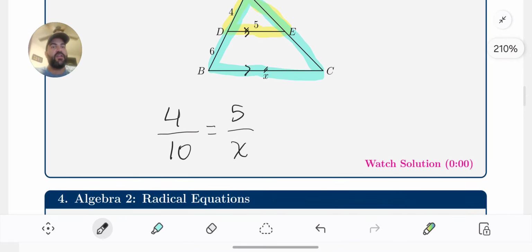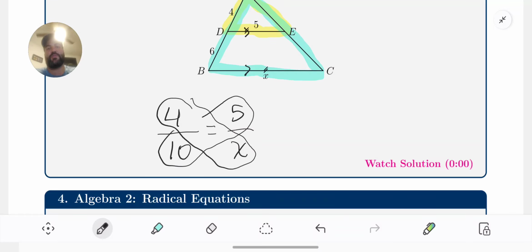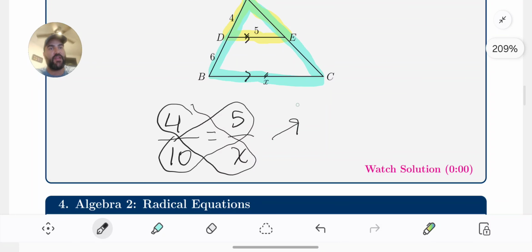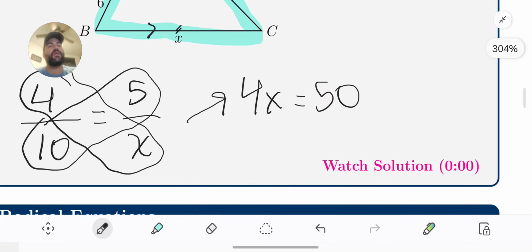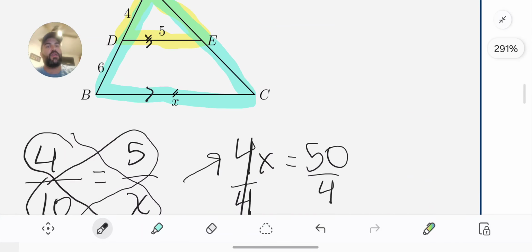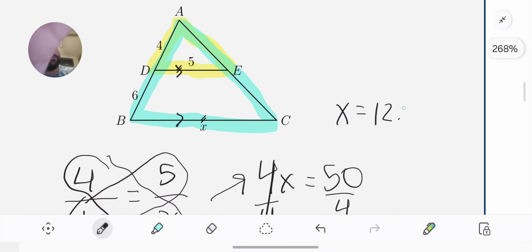And then from here, this is the ultimate question. It's going over so much. From here, we do butterfly. So let's do this. Cross multiply is the other word, if I didn't say that yet. So 4 times x equals 50. Bam. And then we're going to divide by 4. X equals, I'm just going to use my calculator, 50 divided by 4, 12.5. And that's what x is.